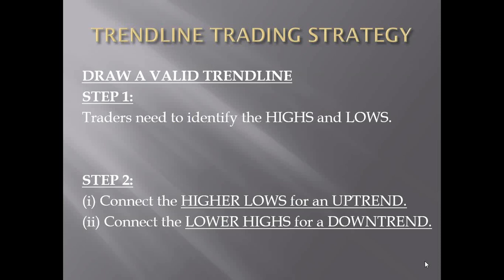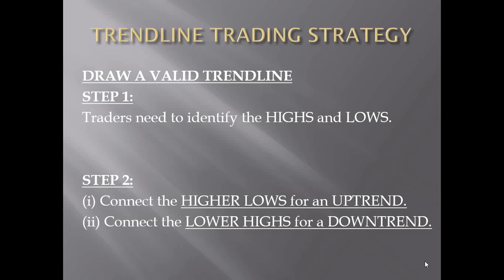On today's lesson, we will demonstrate to you how to draw a valid trend line. The first step when you want to draw a valid trend line is to identify the highs and lows in your charts. Basically, in a bullish trend, you need to identify higher highs and then higher lows, and then after that connect the higher lows. But we will show you on our upcoming slides how to go through that process to draw a bullish trend line.